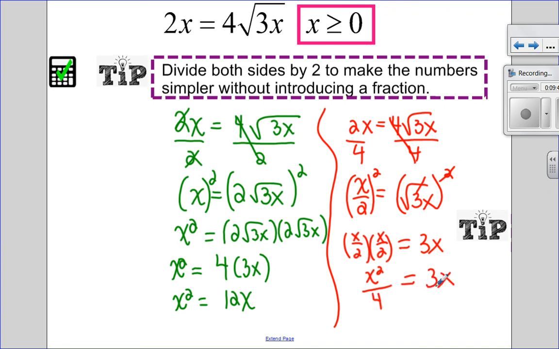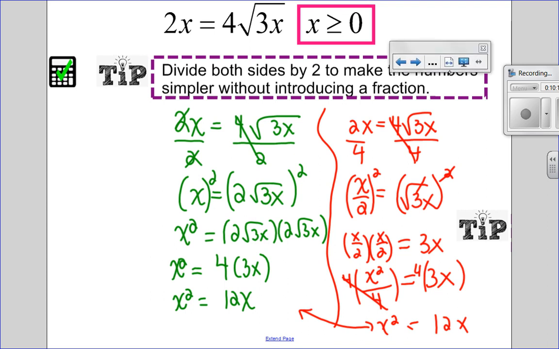Now I don't want a fraction, so I'm going to multiply both sides of my equation by 4. So you see 4 divided by 4 is canceled, and I'm left with x squared equals 4 times 3x, which is 12x. So you see we get the same answer, so it's really a matter of personal choice which one you like better. So let's continue on with this question here.